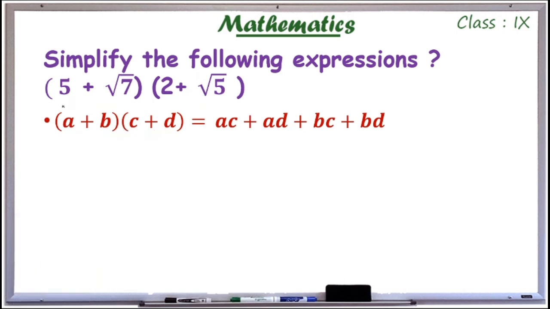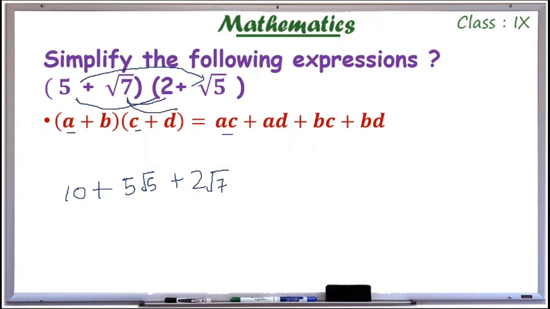So in the case of 5 plus root 7 into 2 plus root 5, first I have to multiply 5 into 2, this is ac. 5 into 2 is equal to 10, plus then 5 into root 5, which is equal to 5 root 5, plus root 7 into 2, which is equal to 2 root 7, and finally root 7 into root 5, which is equal to root 35.